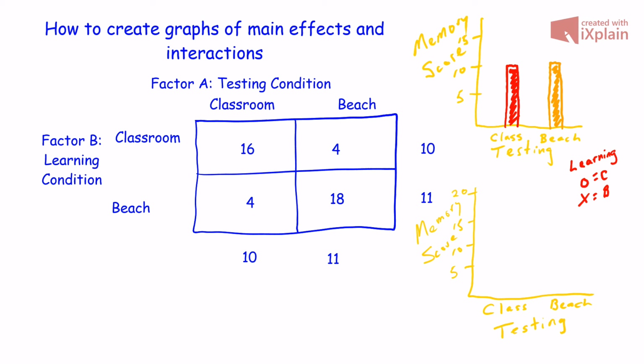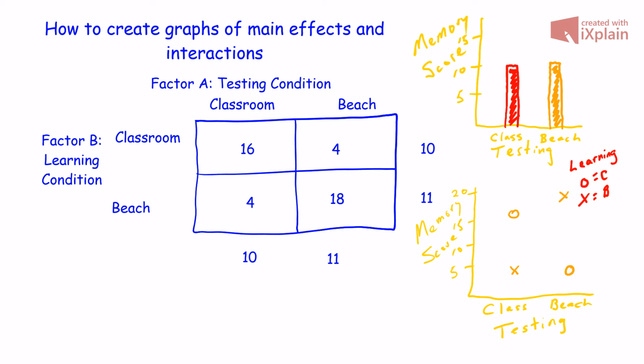So the first thing I'm going to do is graph the two scores for testing under classroom. So these two scores. I'm going to graph a 16 because they learned in a classroom, I'm going to use a circle. I'm going to graph a 4, and because they learned on a beach, I'm going to use an X. And then I'm going to graph these two numbers using the same circle or X coding system.